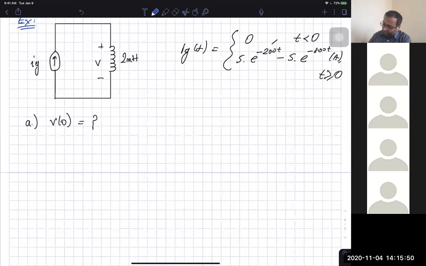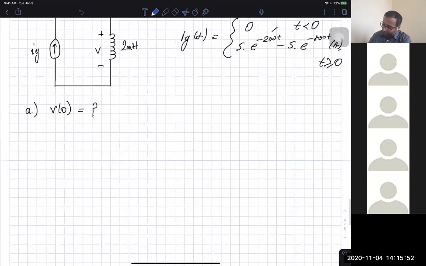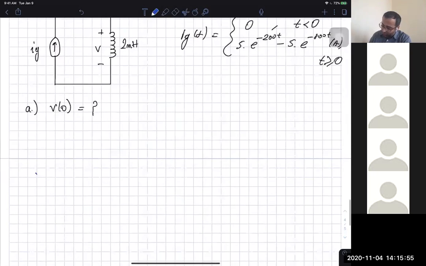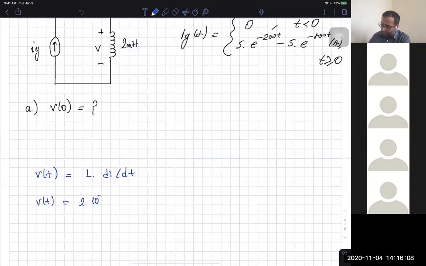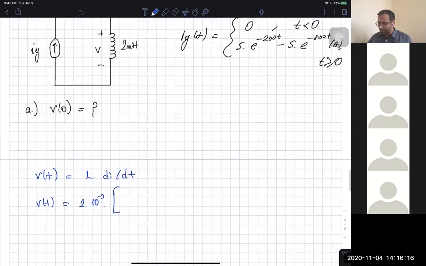Let's see that equation as well. We know v of t is L times di over dt, right? And then I will just put in the numbers. L is 2 millihenries, which is 2 times 10 to the minus 3 henries. And what is di over dt? Before t is equal to 0, I don't even need to calculate anything, it's just 0. But after t is equal to 0, what is the derivative of this thing? I will just calculate the derivative here.